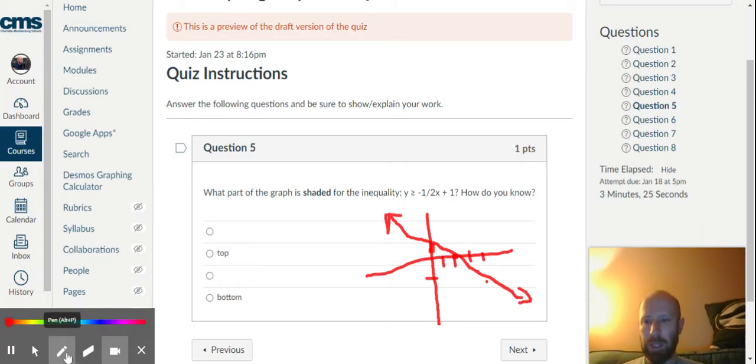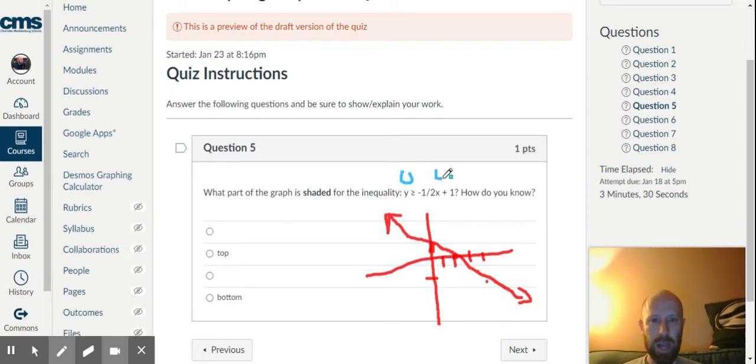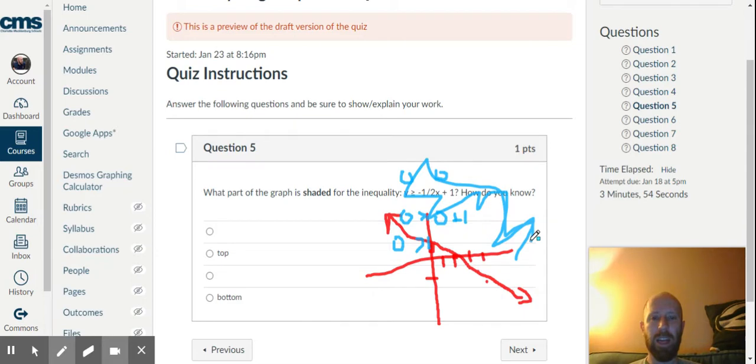Again, I like to pick 0, 0. Let's see if that works. 0 in for y, 0 in for x. If it works, we shade in the origin. If not, we shade in the part that does not have the origin. So that is going to be 0. Anything times 0 is 0. And then we have plus 1. 0 is on the left side. 0 plus 1 is 1. Is 0 more than 1? No, it is not. So it means we do not shade in the origin side. We shade in the other side, everything above. So it would be top for question 5.